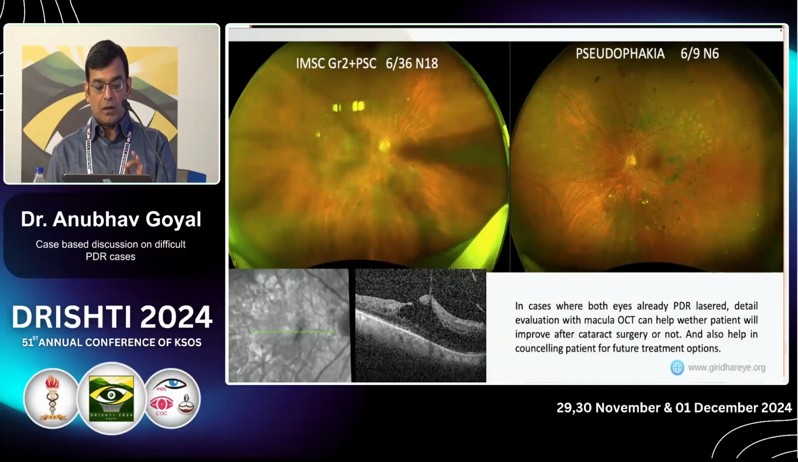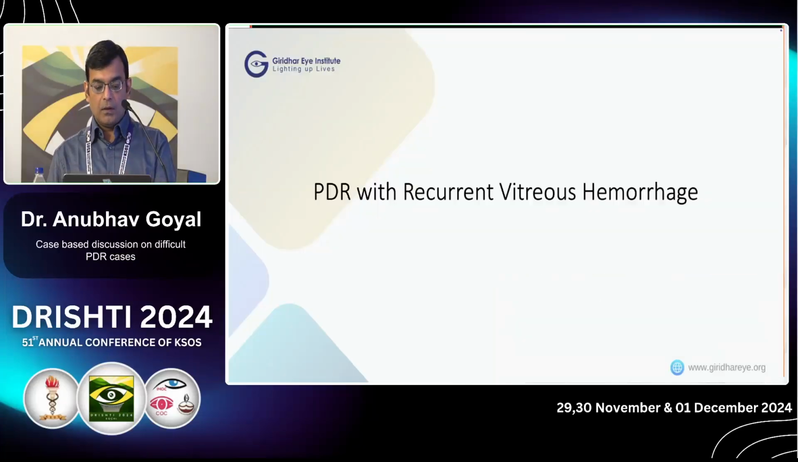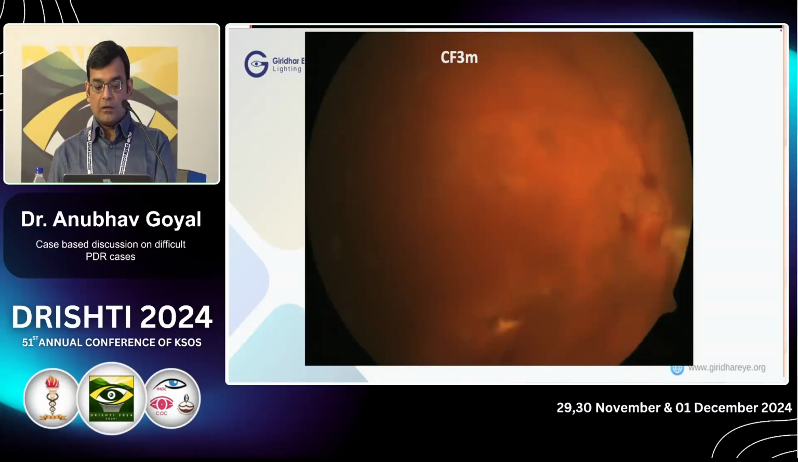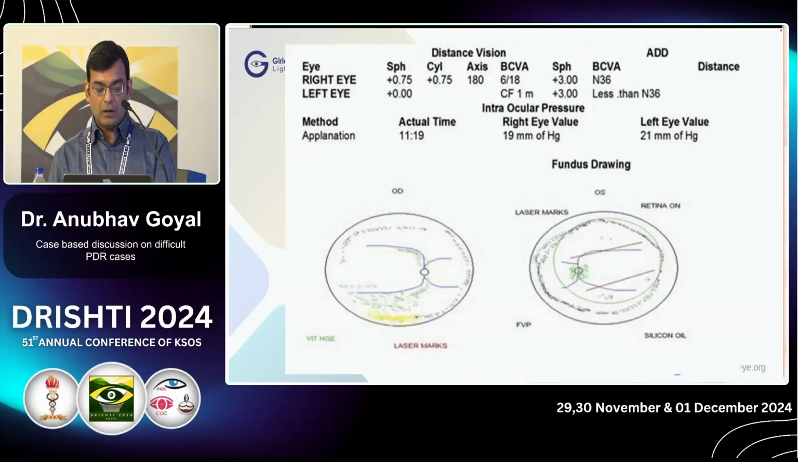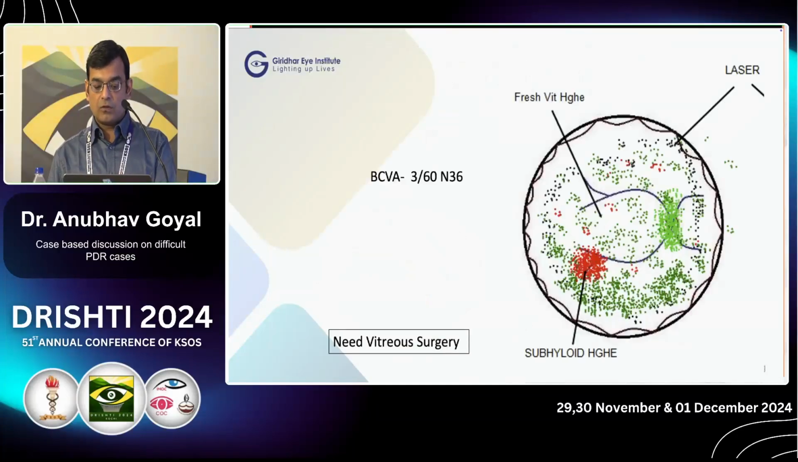So in a patient with cataract and the other eye well lasered PDR and stable, it's always good to do OCT also, because you can plan surgery with a good postoperative prognosis and for better understanding of yourself and the patient. A patient with recurrent hemorrhage like this, which had 3-meter vision, then over time the vitreous hemorrhage resolved and vision improved to 6/18, then again recurrent hemorrhage, 3/60 vision. They are patients who need vitreous surgery.